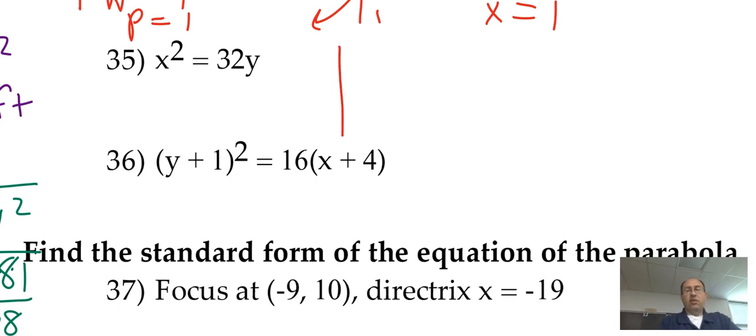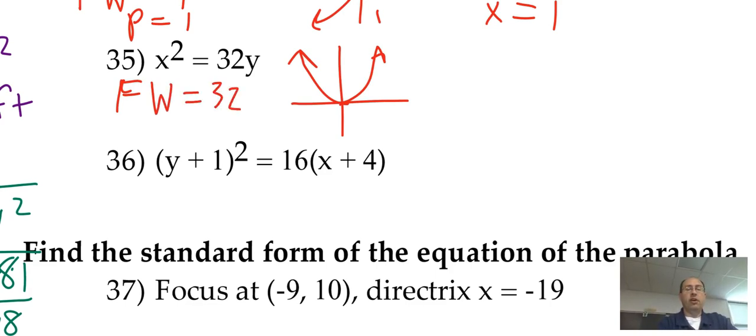Okay, so which way is this one opening? It's either up or down, because it's the x squared variety. So 32 is positive. Is that up or down? That's up. We know its vertex is at the origin. What's the focal width? FW. 32. Thank you very much.